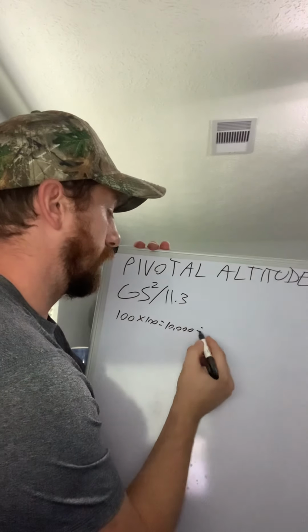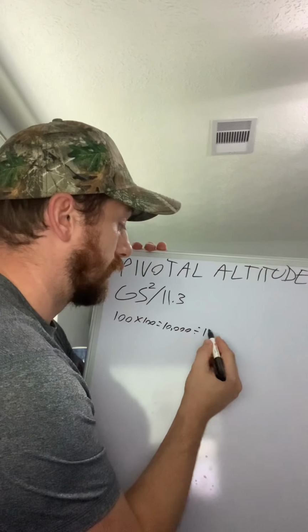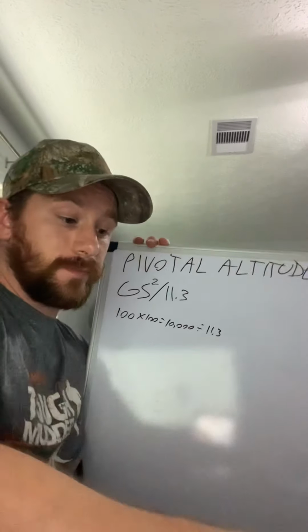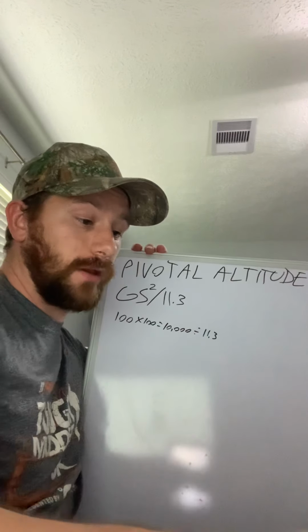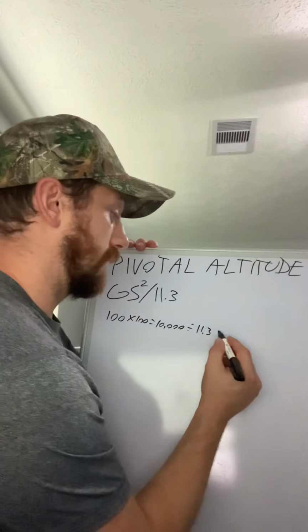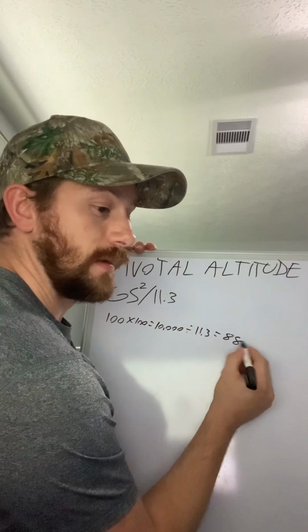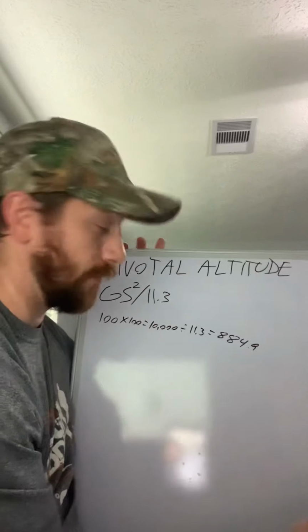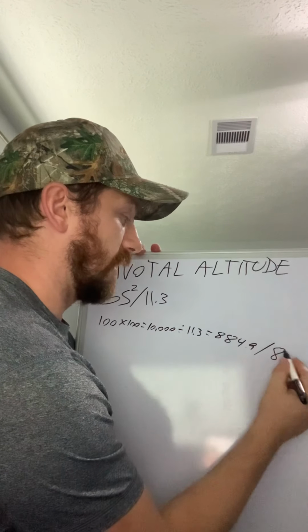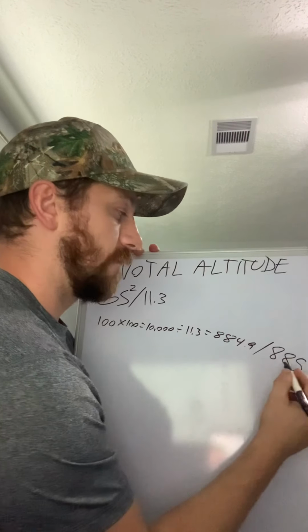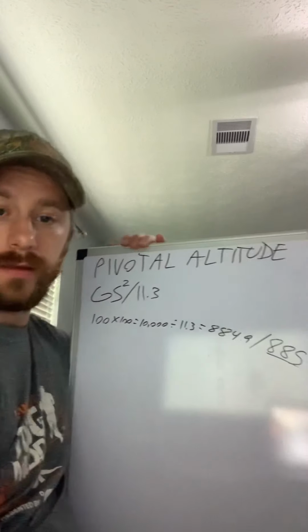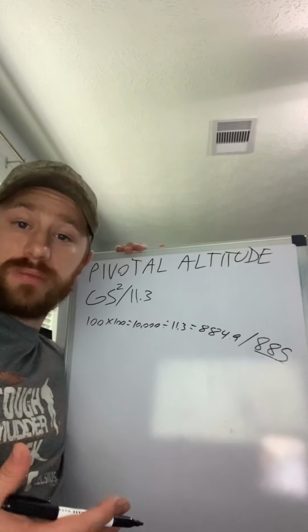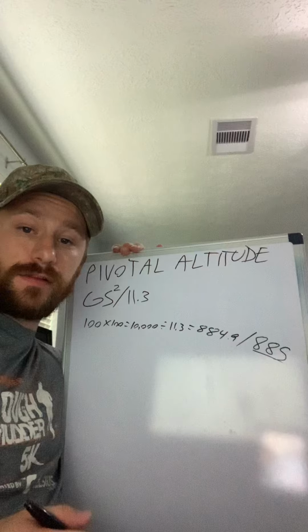Okay, then we will divide that by 11.3, and we will get 884.9, or if you want to round up, you get 885. Okay, so that is our pivotal altitude. That's how you find your pivotal altitude.